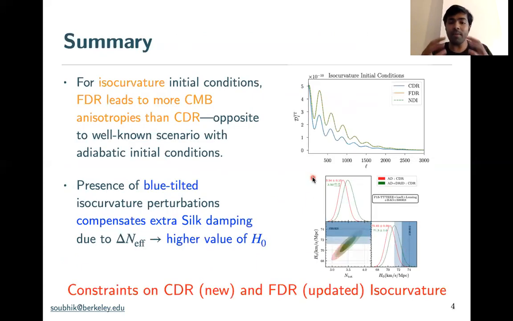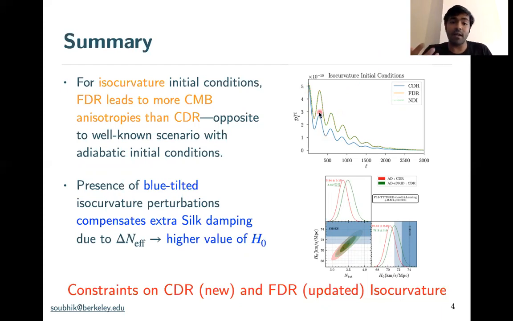I think the main takeaway messages for this entire talk can be summarized in this slide. There are two key points. First, I'll try to demonstrate that for isocurvature initial conditions, free streaming dark radiation actually leads to more CMB anisotropies than coupled dark radiation. This is exactly opposite to what happens in the adiabatic case, where coupled dark radiation, or CDR, gives rise to more anisotropies. This is something you see in the figure on the right. Indeed, free streaming dark radiation, or FDR, gives you more CMB anisotropies when you start with isocurvature initial conditions.